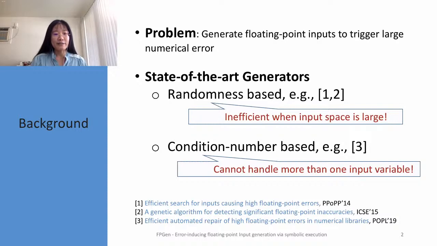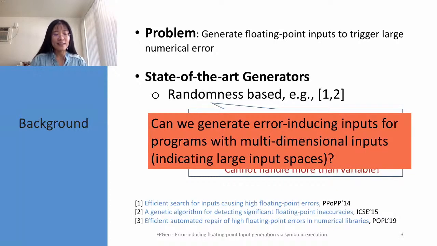The second category of techniques uses condition number. They treat the program as a function on an input variable x. So they compute the condition number of the function with regard to x to generate error-inducing inputs. This category of techniques can only handle one input variable. So in this work, our task is to generate error-inducing inputs for programs with multi-dimensional inputs, which indicates that the input space is very large.